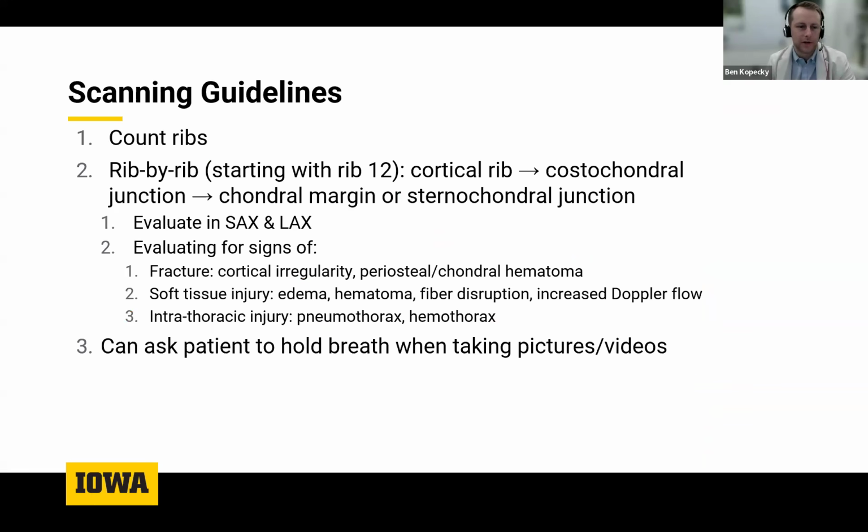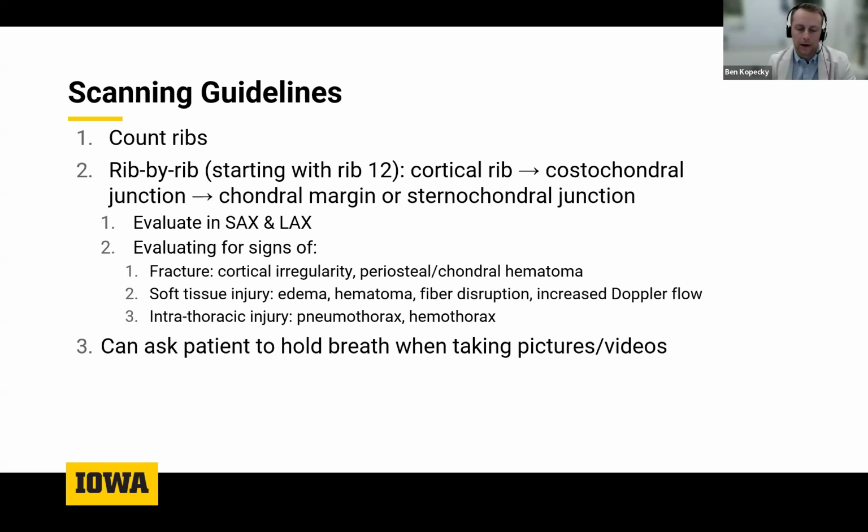So I just want to give a few brief scanning tips to keep in mind to help simplify this evaluation. Because although the anatomy is not overly complex, it is redundant and it can be easy to lose the anatomy as there aren't many unique landmarks. So these tips are meant to help simplify the approach. So first, we're going to count the ribs. And once we have rib 12 or the most inferior rib, we're going to march superiorly, evaluating them one by one, going from lateral to medial, looking in both short and long axis, and evaluating for signs of fracture, soft tissue injury, or an intrathoracic injury.